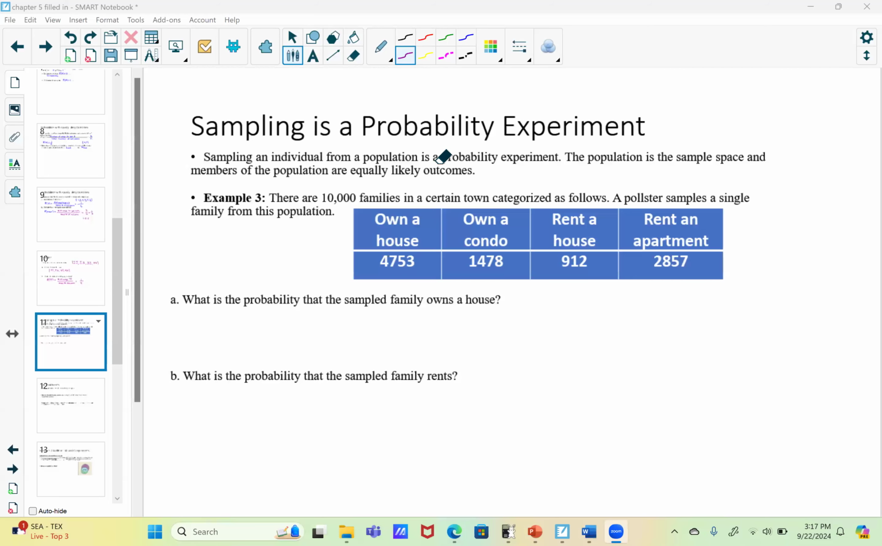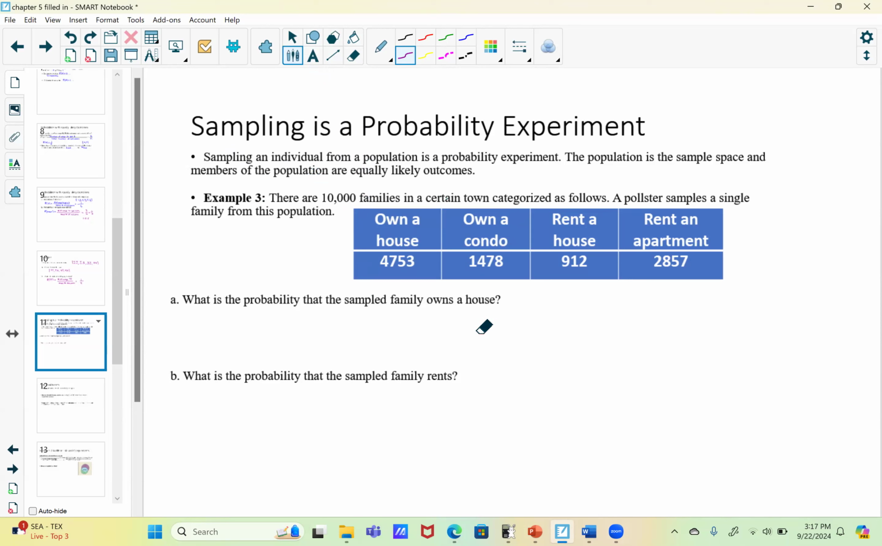So in this video, we are going to finish section 5.1. If you can turn to your packet where we left off in the last video, we're going to do the last two examples. In this video, we're going to talk about sampling distributions and how sampling is a probability experiment.